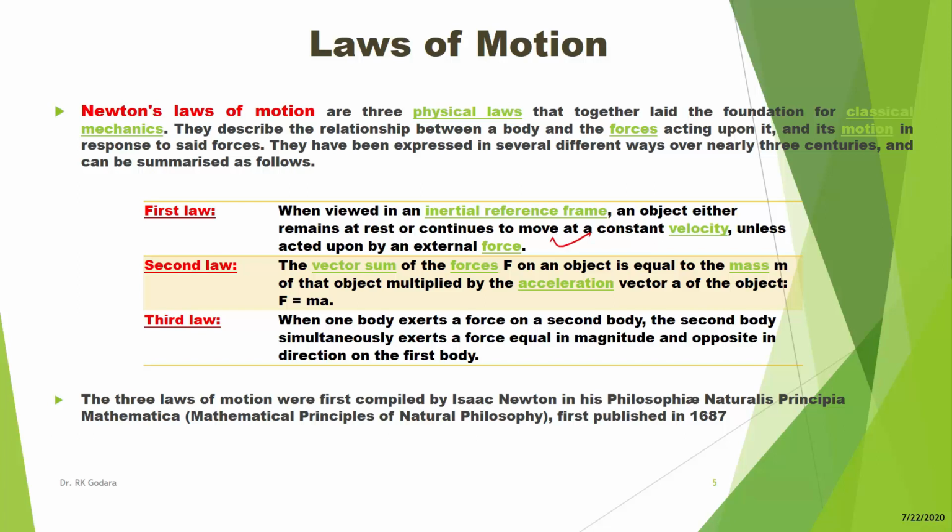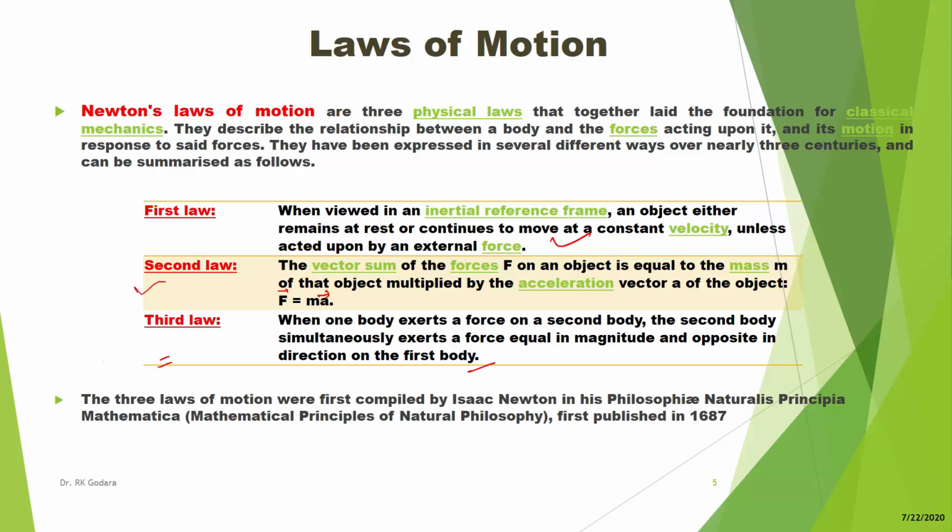And the second law, as we discussed, states that the vector sum of the forces F on an object is equal to the mass of that object multiplied by the acceleration vector a of the object, which is F = ma. And the third law is, when one object exerts a force on a second object, the second simultaneously exerts a force equal in magnitude and opposite in direction on the first body.